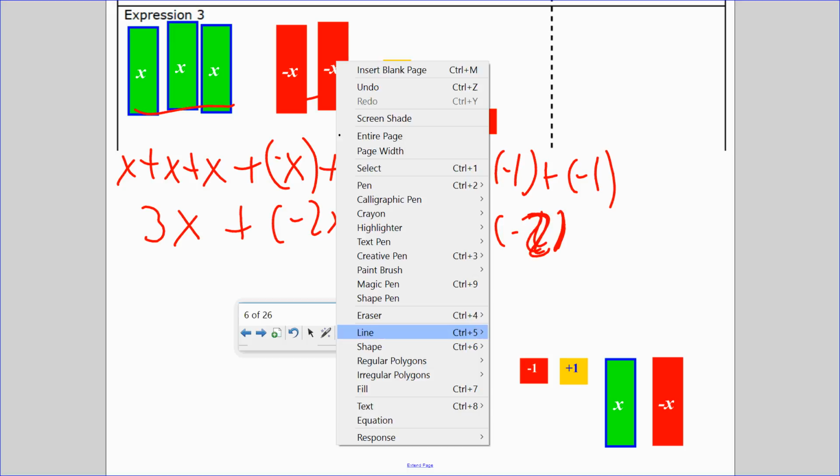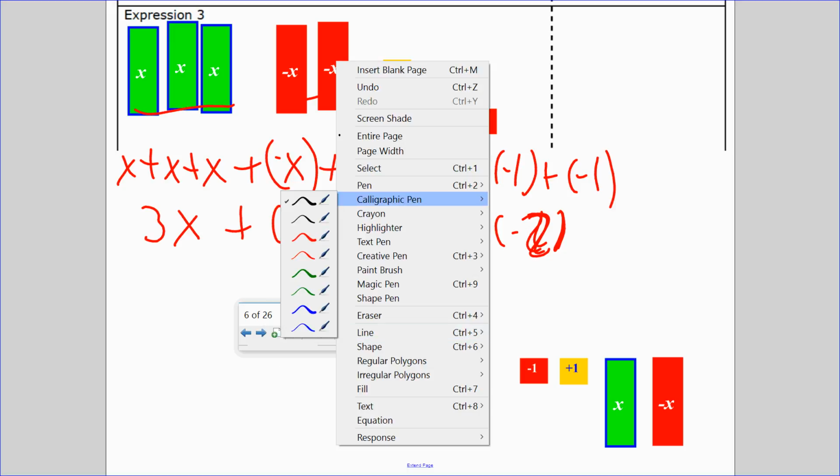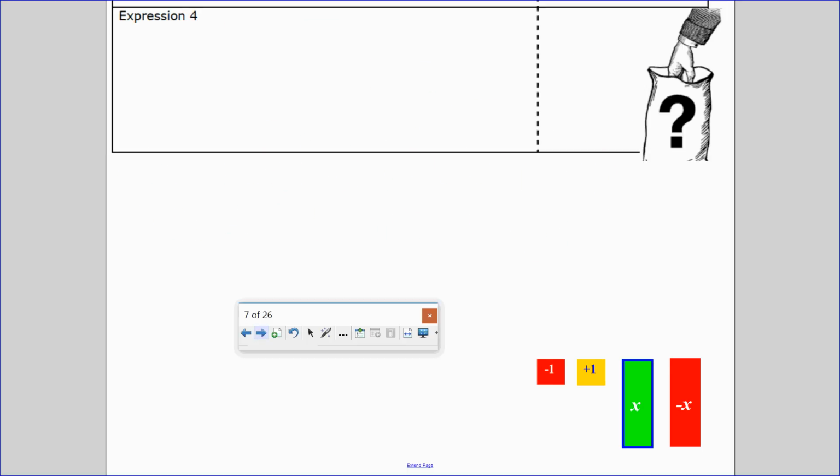Just using my highlighter. All right. I think we're just left with an x. The answer is x. Let's try another example.